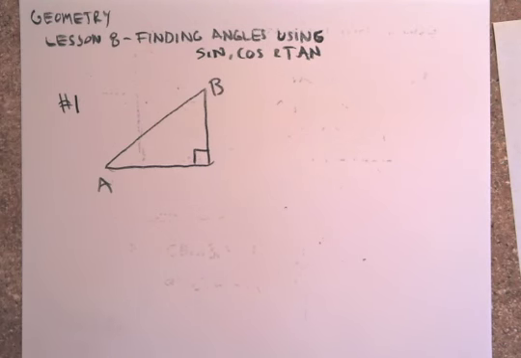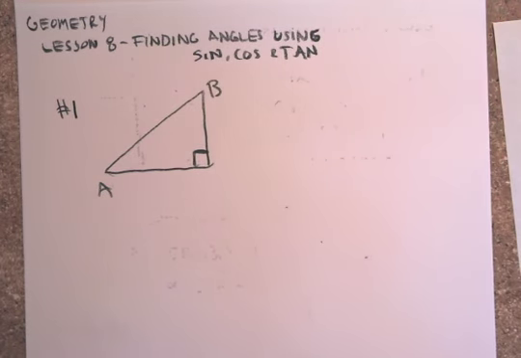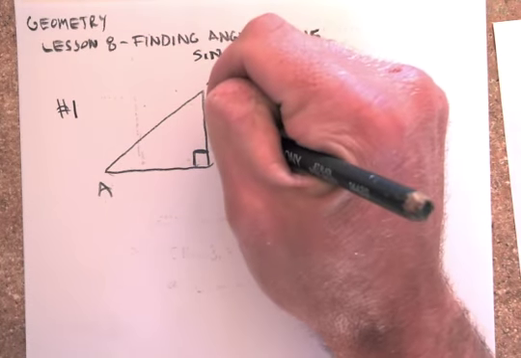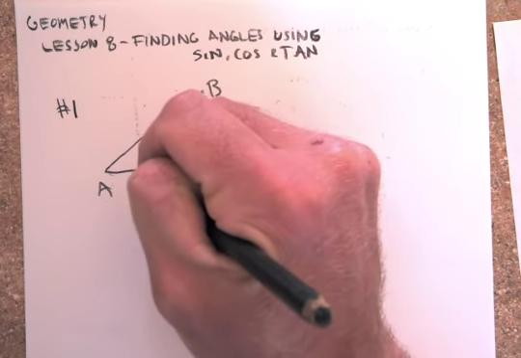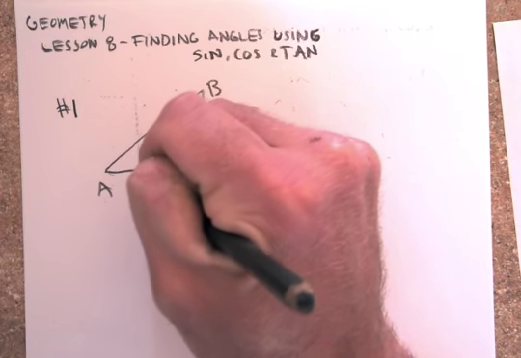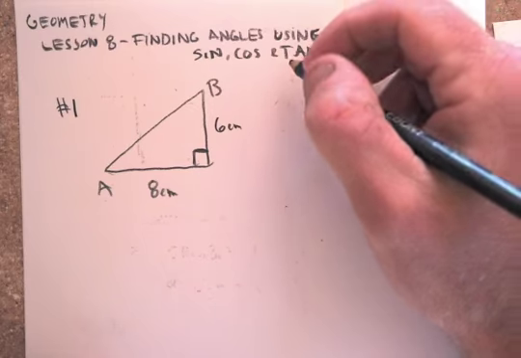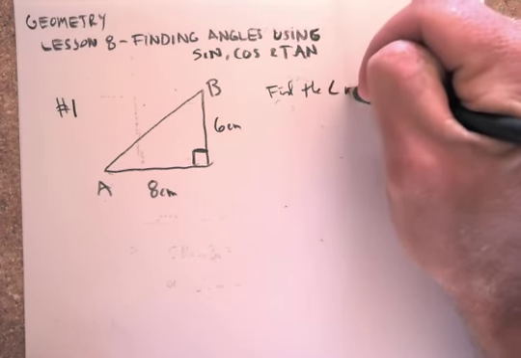Okay, lesson 8 is finding angles using sine, cosine, and tan. On these problems, you'll be given two sides on the triangle and asked to find what the angle measures are. So you'll know it's a 90 because we're only dealing with right triangles here, but it will give you two sides. So let's say, for example, this side is 6, and this side is 8. And then the question is, what are the angle measures? Okay, so find the angle measures.